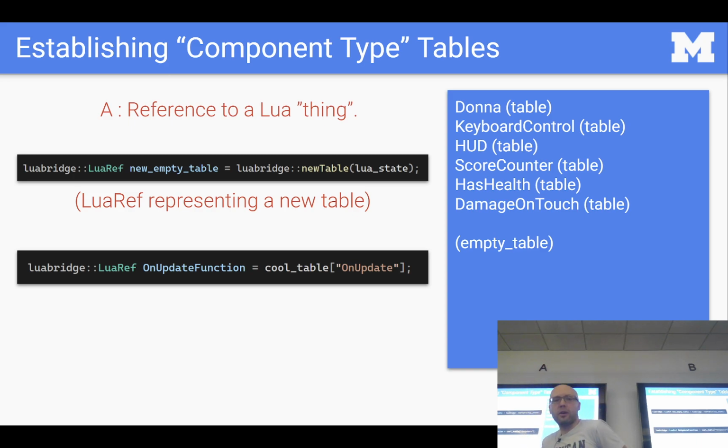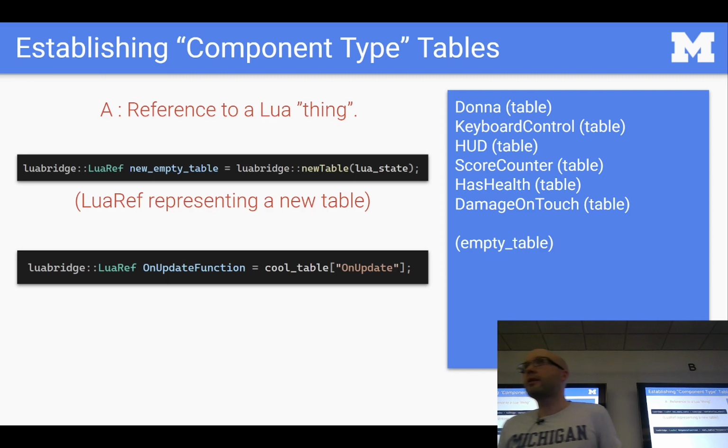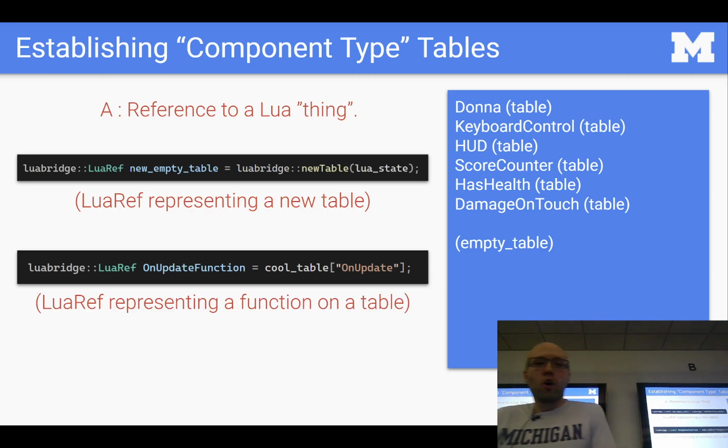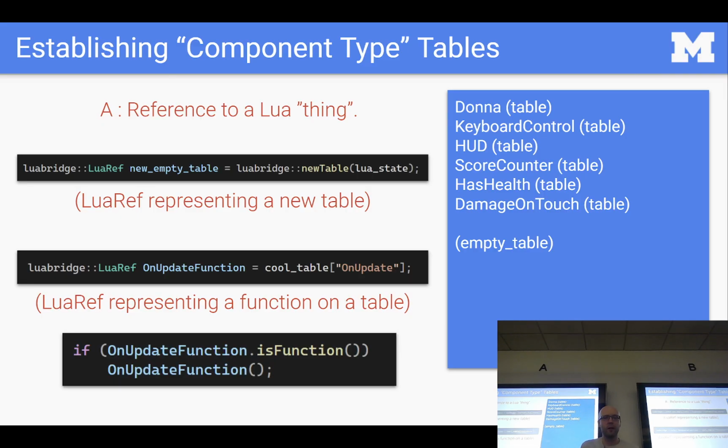Yeah, if cool table is one of our components on a particular actor, then we want to grab that onUpdate function because we've got to call it from C++. And so here's how you can do that. You can take a Lua-ref, use these little indexer square brackets, and just put the name of something in that table, and if it exists, it will provide you that reference, and you can just store it.